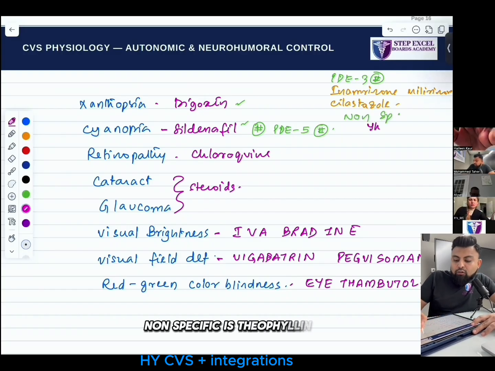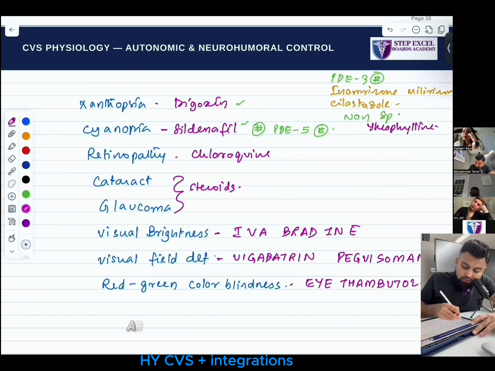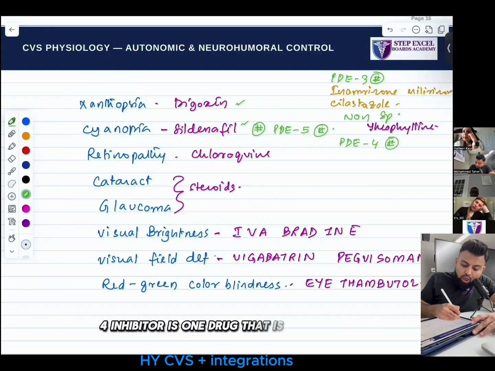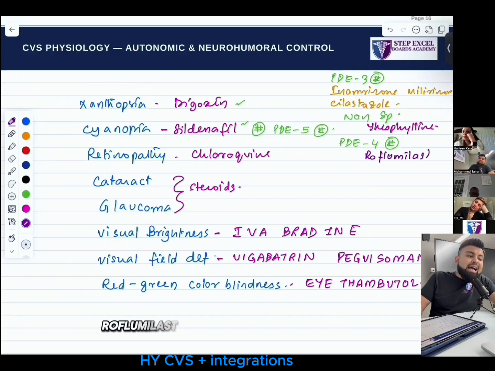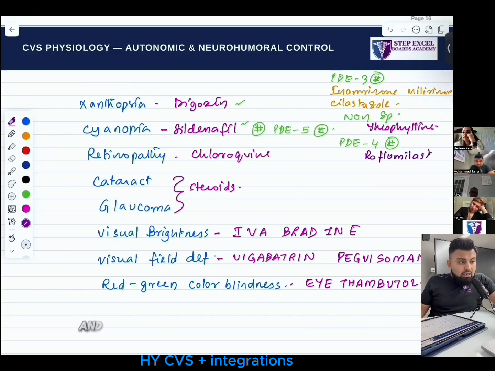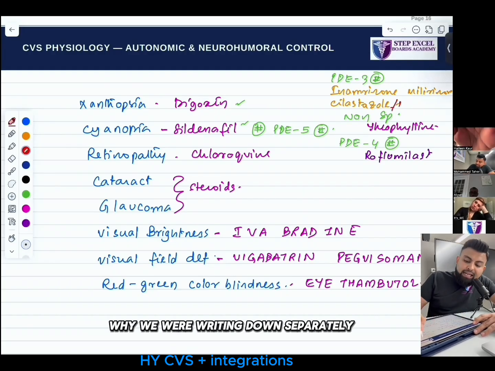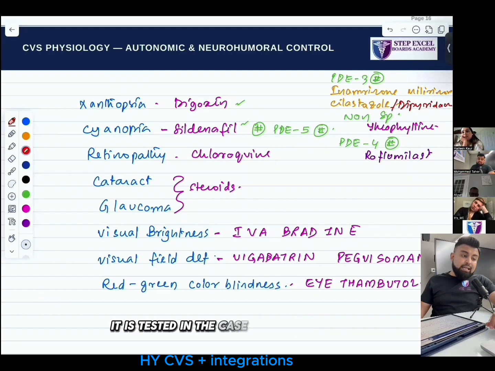Non-specific is theophylline. But other phosphodiesterase inhibitors are phosphodiesterase 4 inhibitors. One drug is roflumilast. This is used in COPD. Roflumilast is used in COPD patients, right? And then these drugs, cilostazol and dipyridamole, why we were writing them down separately is because especially cilostazol is tested in the case of claudication. See, for claudication, you can remember cilostazol.